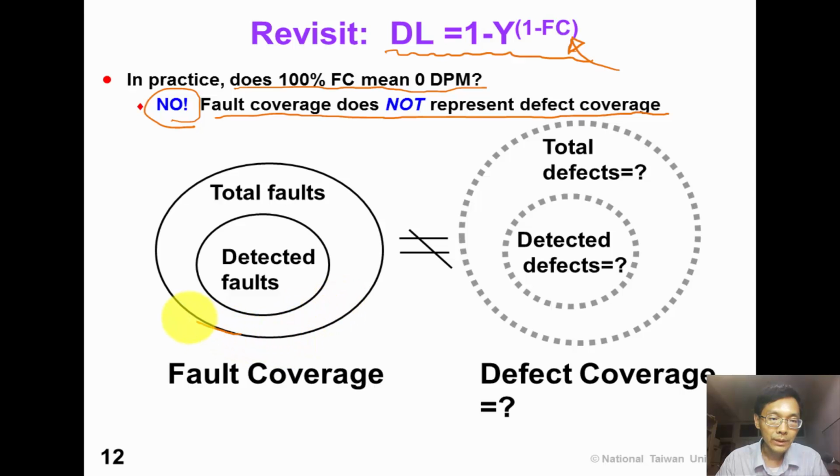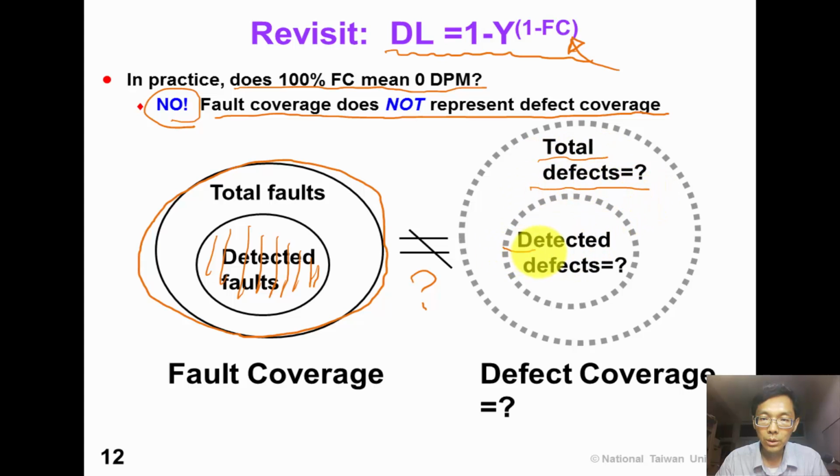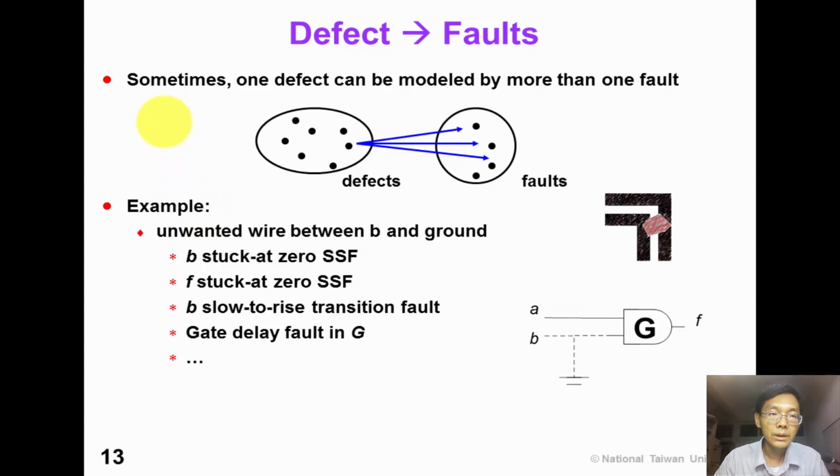Suppose that the big circle here is the total number of faults, and the inner circle here represents the detected faults. With this fault model, we don't know how to translate this into defects. We don't know what's the number of total defects. We don't know what's the number of detected defects. So actually, we don't know what's the defect coverage. The reason is because sometimes one defect can be modeled by more than one fault.